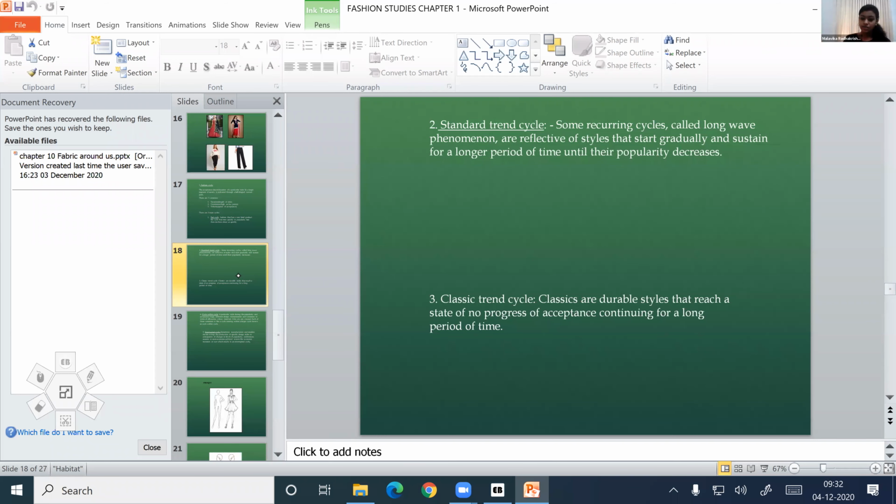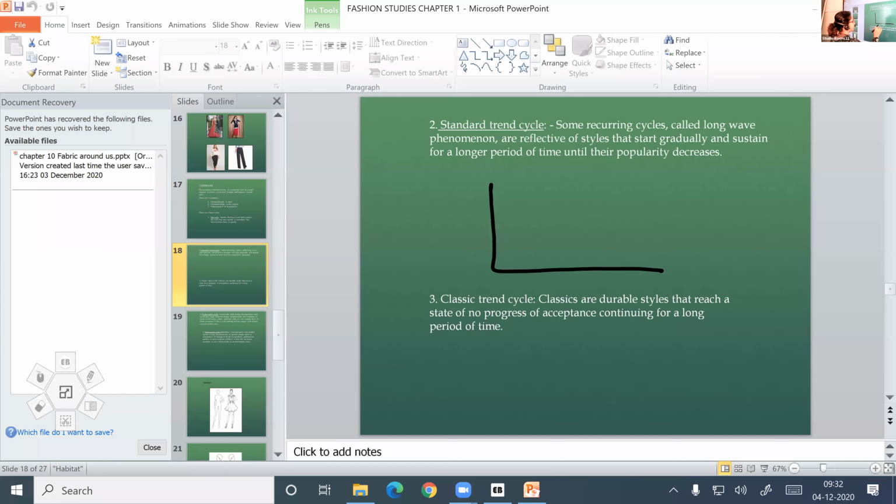They start gradually and then sustain for a long period of time until their popularity decreases. Okay, it is like this. This is the duration, the undulation, and the velocity. They are the long wave phenomenon and are reflective of styles that start gradually and sustain for a long period of time. Just like this.